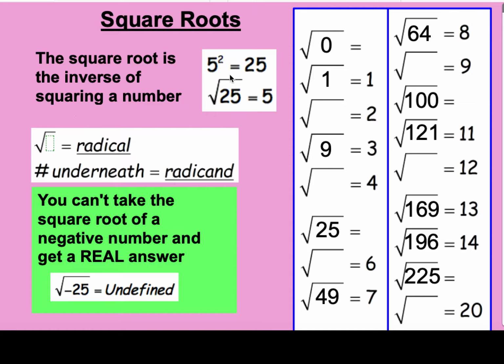That symbol over the top of the 25 is called a radical. Sometimes you'll call these radical expressions. The radical of 25 is 5. The number underneath the radical is the 25. And again, the reason that works is that the square root of 25 is really the square root of 5 times 5, or the square root of 5 squared.